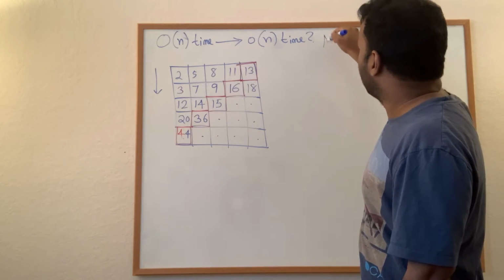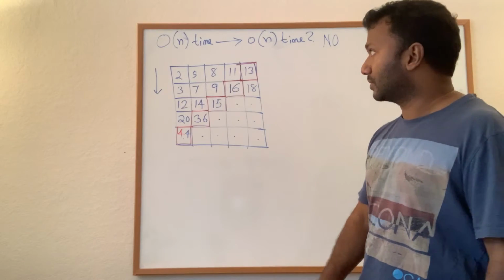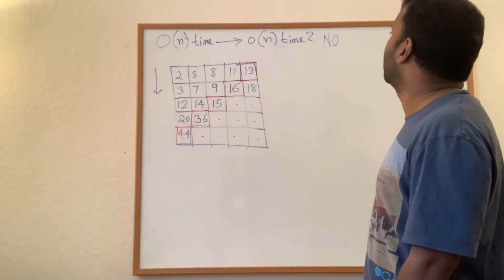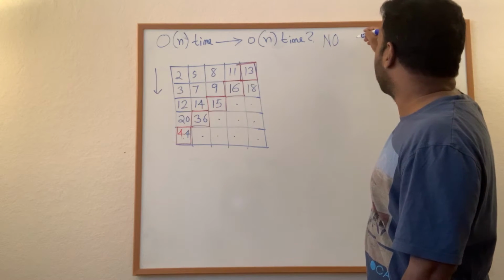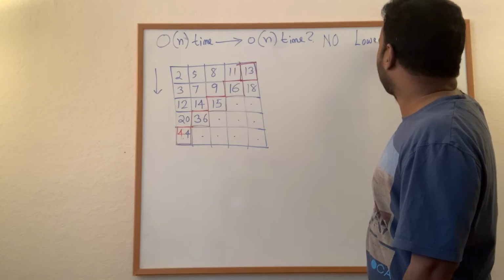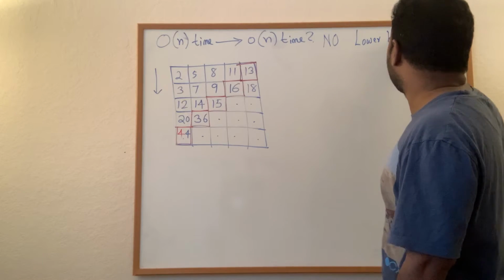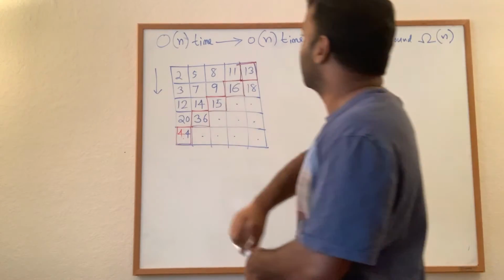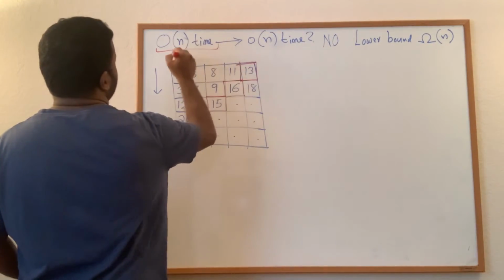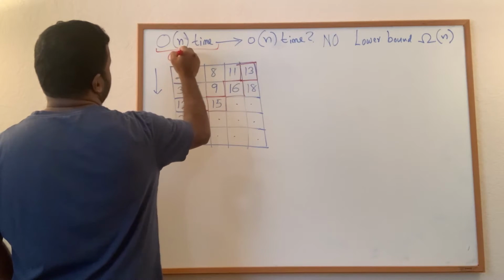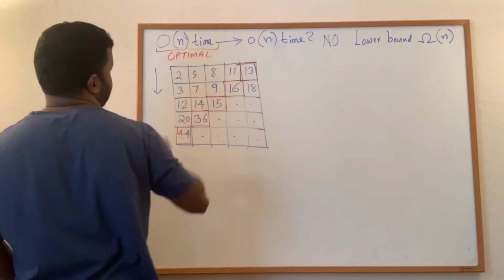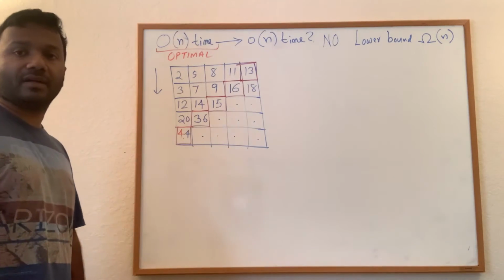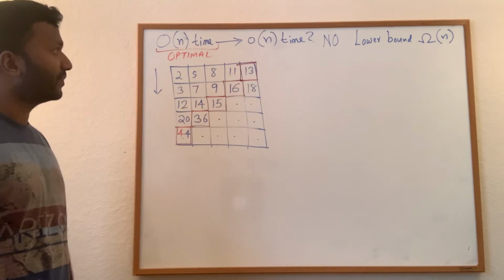And we're going to see that the answer is no, which means there is no way you can have this. It essentially means the lower bound for this problem is omega of n, which also means the previous algorithm is optimal, or big O of n time is optimal.